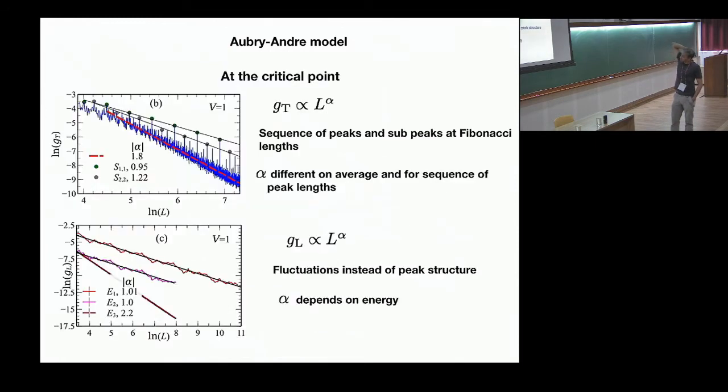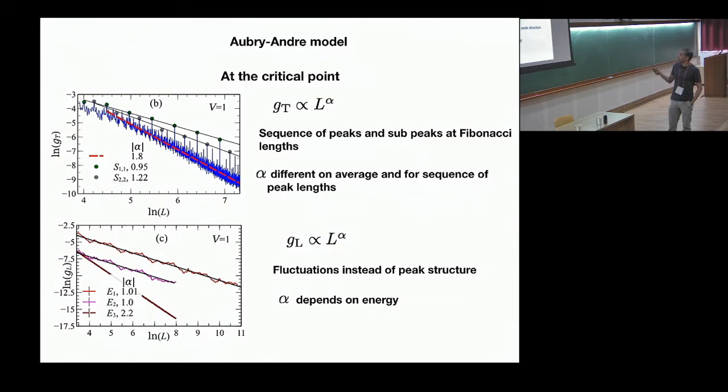Now, the interesting thing is that if you look at the critical point, you of course see these fluctuations, but you also see a pattern in these fluctuations. Depending on what the particular sequence of system sizes is that you choose, you can actually get different power laws for the way in which the Thouless conductance behaves as a function of system size. If you say that the Thouless conductance at the critical point is L to the power of some alpha, then you get different alphas depending on what sequence of L's you choose.